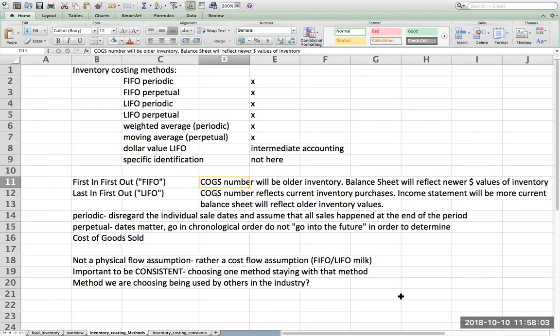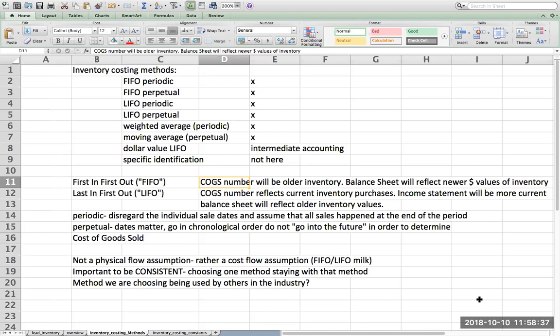Conversely, last in, first out means that the last goods in are the first ones expensed to cost of goods sold. So my cost of goods sold number will reflect my current inventory purchases. And my income statement will be more current because that cost of goods sold number is going to be more up to date. But my balance sheet is going to have older inventory values. Okay, and that is really much more the subject of dollar value LIFO, which you will discover in intermediate accounting.